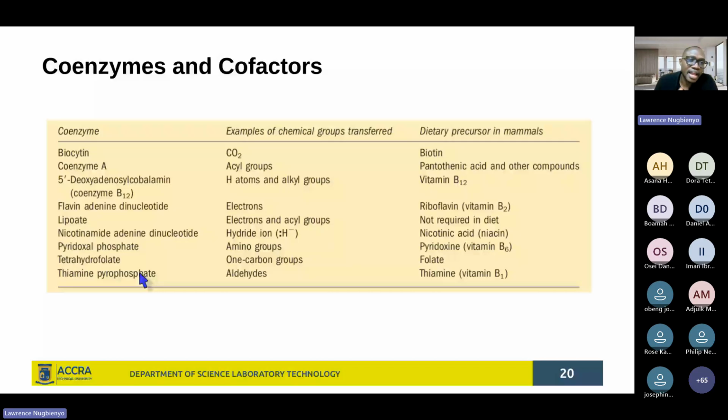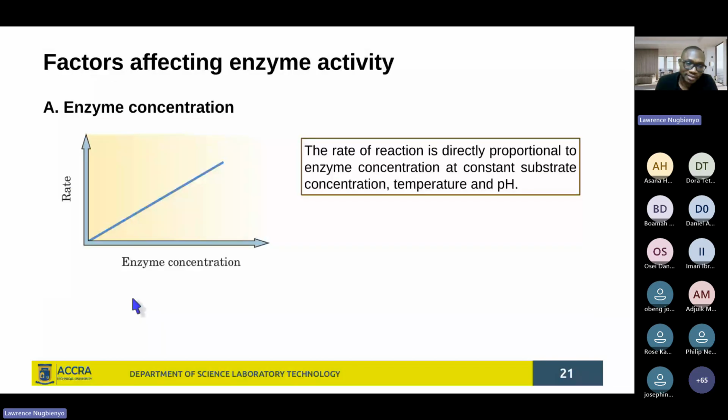All right, so now we dive in quickly to look at factors that can affect enzyme activity. The first one that we are looking at is the concentration of the enzyme itself. And here we see that the rate of reaction is directly proportional to the concentration of the enzyme.